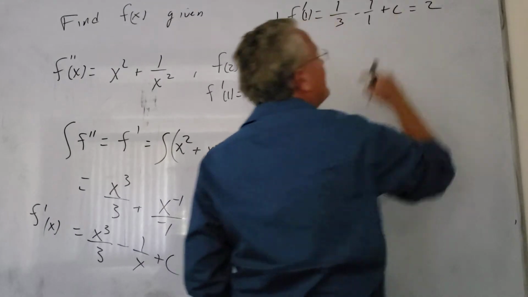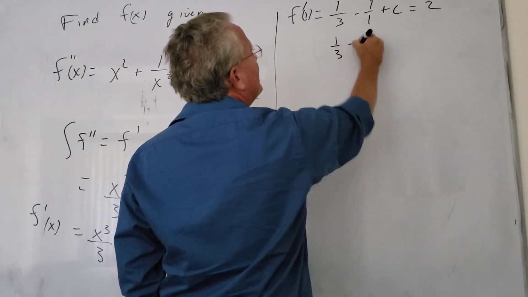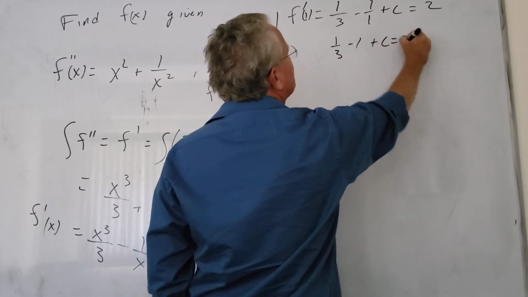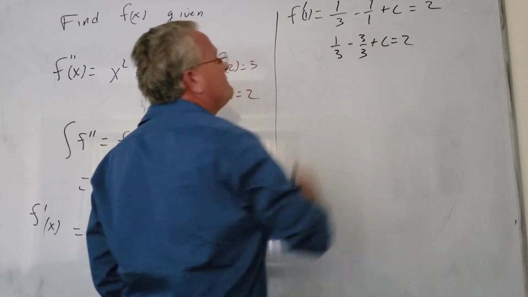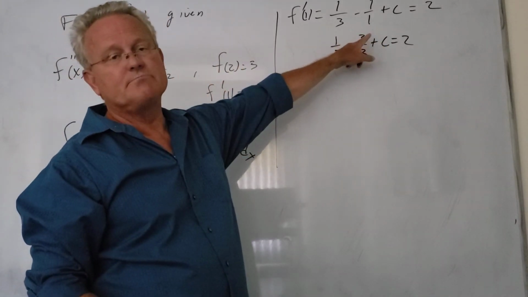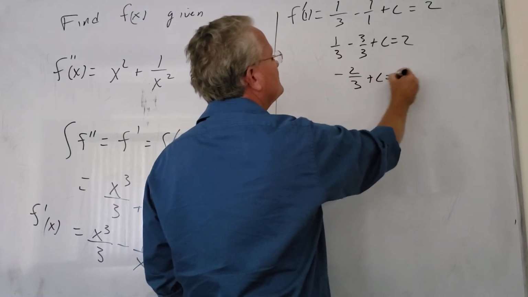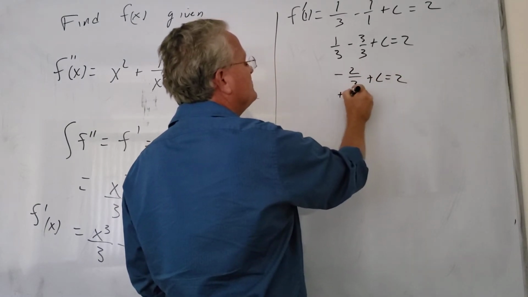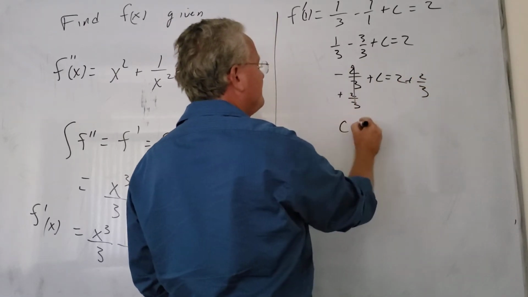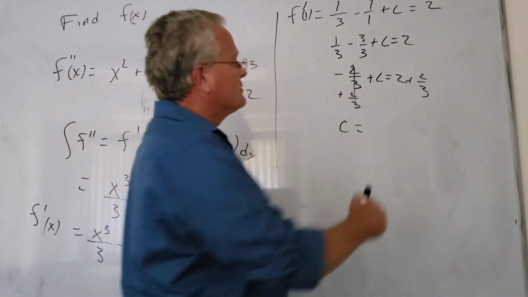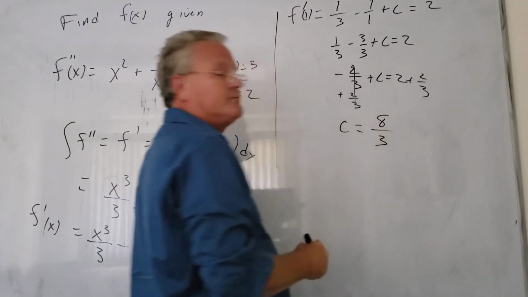So now we want to find out what c is. So we have 1/3 minus 1 plus c is equal to 2. 1 we can think of as 3 over 3. 1 minus 3 is minus 2/3. So we have minus 2/3 plus c equals 2. And when I add 2/3 to both sides, we find that c is 2 2/3, or 6 plus 2 gives us 8/3.